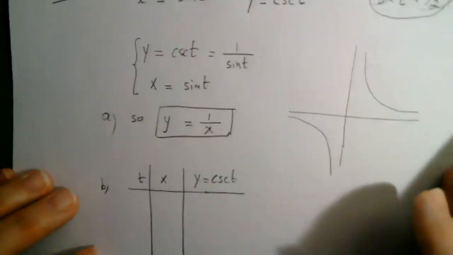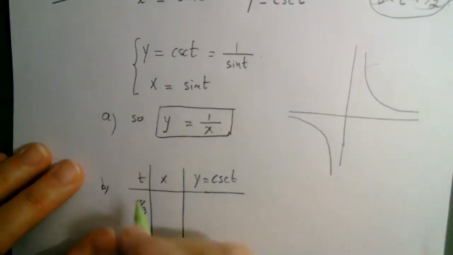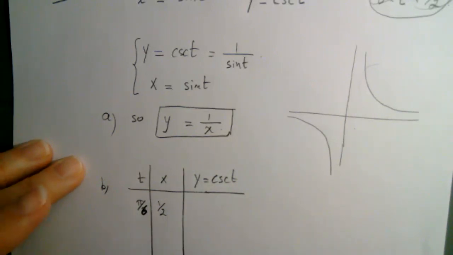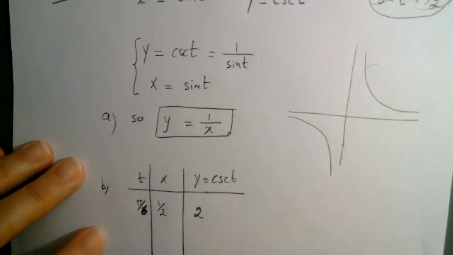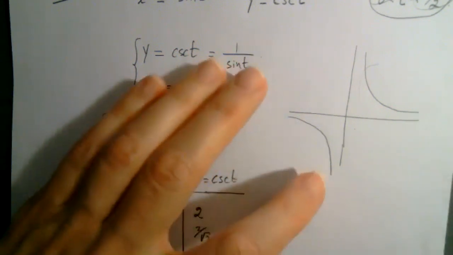So for, let us say, t equal pi over 6, the sine is going to be a half. And we know what the y is. It's 1 over the sine, which is equal to 2. So at pi over 4, the sine is the square root of 2 over 2, and y is 2 over the square root of 2. So basically, that's really what the picture is. So let us take pi over 3. The sine is the square root of 3 over 2, and y is 2 over the square root of 3.